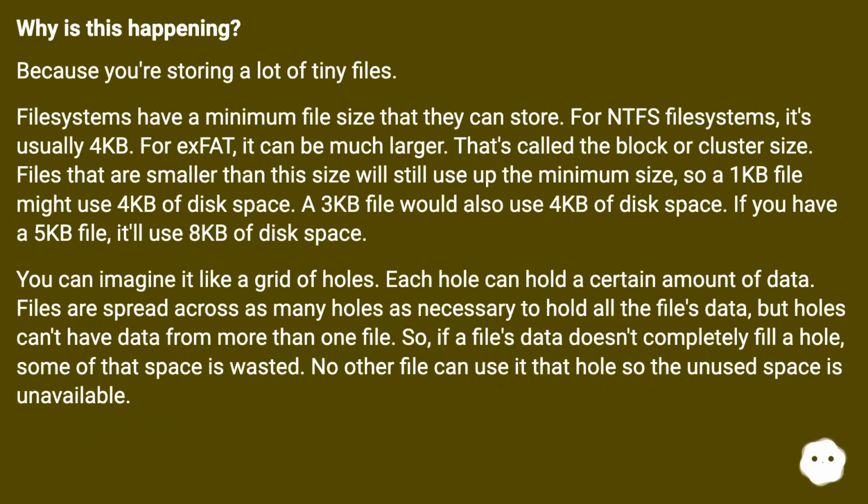Why is this happening? Because you're storing a lot of tiny files. File systems have a minimum file size that they can store. For NTFS file systems, it's usually 4 KB. For exFAT, it can be much larger. That's called the block or cluster size. Files that are smaller than this size will still use up the minimum size, so a 1 KB file might use 4 KB of disk space. A 3 KB file would also use 4 KB of disk space. If you have a 5 KB file, it'll use 8 KB of disk space.